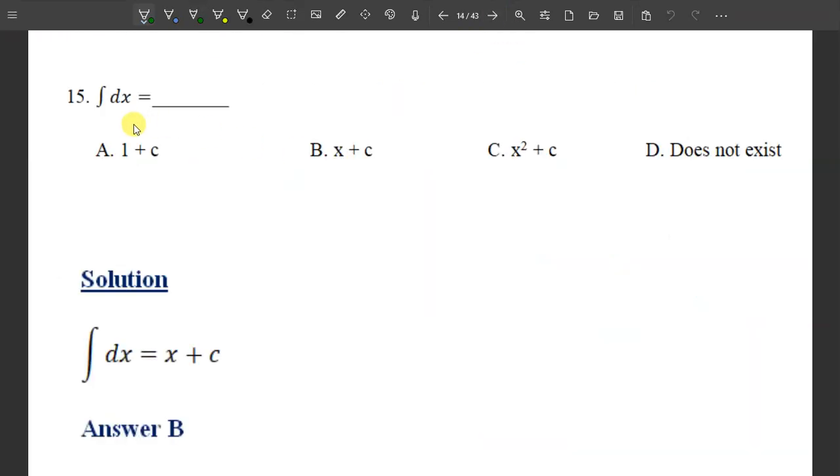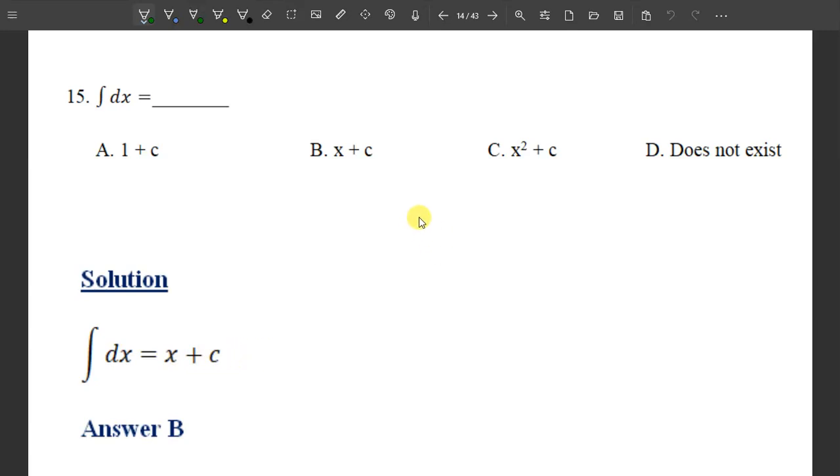The next question, question 15, says the indefinite integral of dx is equal to dash. Now here, as you can see, we can put a constant 1 inside the indefinite integral. The antiderivative of a constant number is that constant number multiplied by x, and then add the constant c here. Then if you put the answer for this one as A here, that is wrong, and therefore the integral of dx is going to be x plus c.